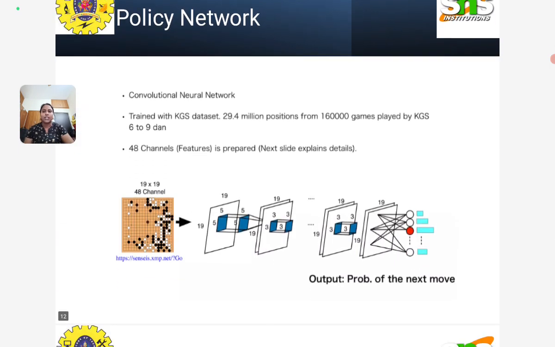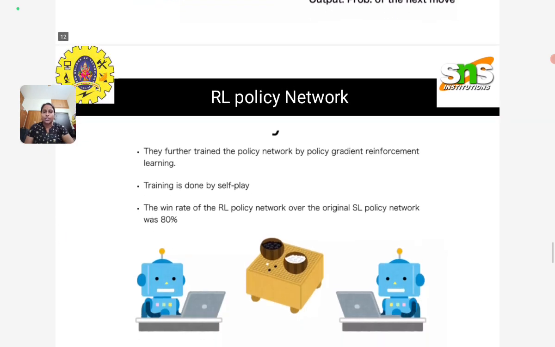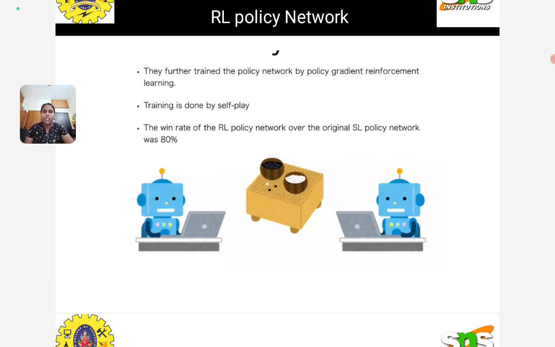The policy network for reinforcement learning is trained on the KGS datasets with 48 channels. The features are prepared in the next slide, where I will explain the details. So these are the basic channels prepared for the convolutional neural network. We have 48 channels, and the output is the probability for the next move, and we go for the future trained policy network by policy gradient reinforcement learning.